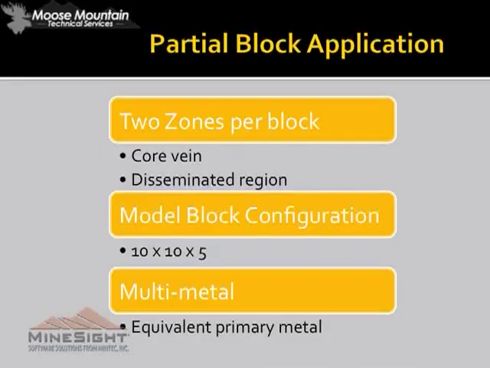Okay, in the model we had 2 zones per block, the core vein and the disseminated region. The model block configuration was 10 by 10 by 5. And for the purposes of dilution, we had converted the multiple metals that were in the geological model to an equivalent primary metal, and then diluted on the basis of equivalent primary metals.